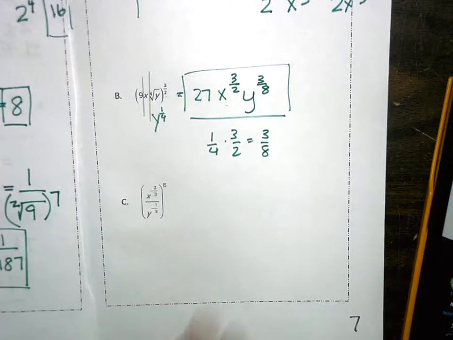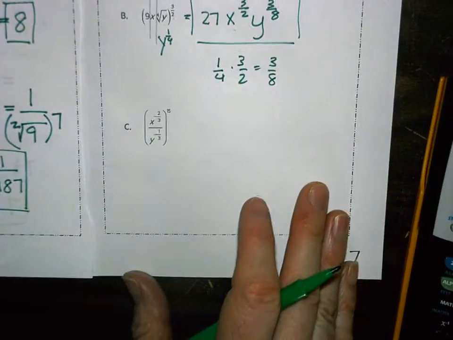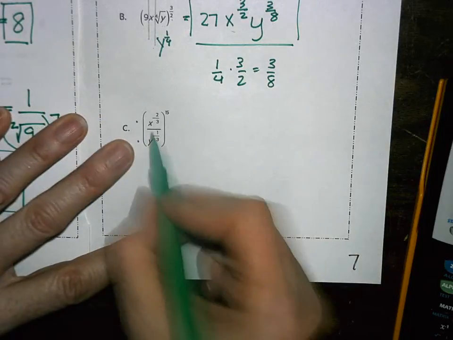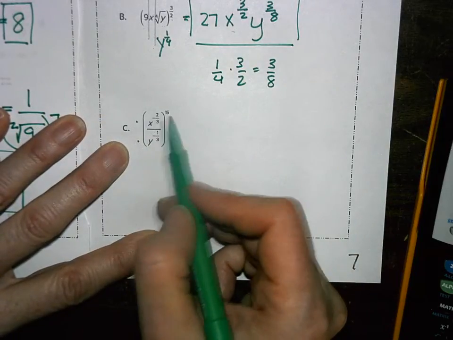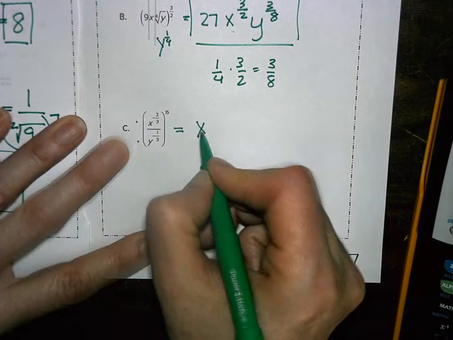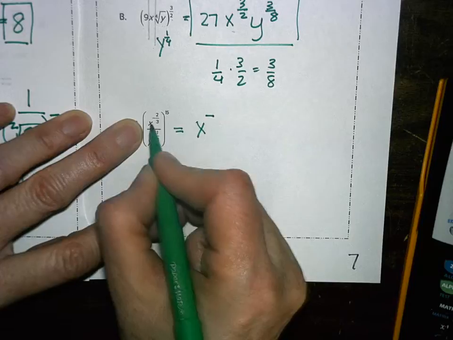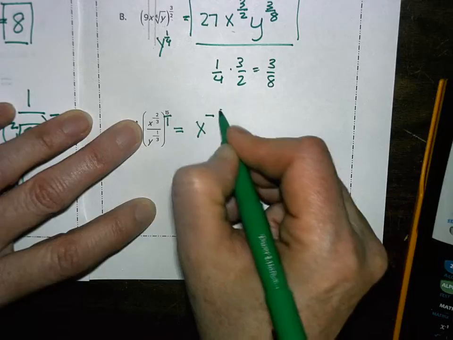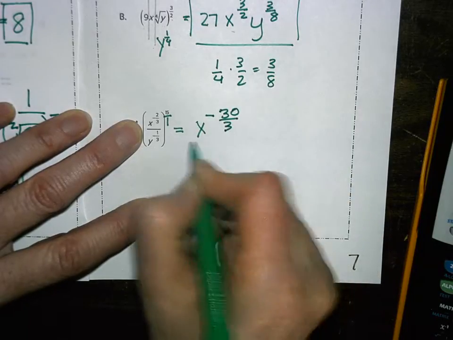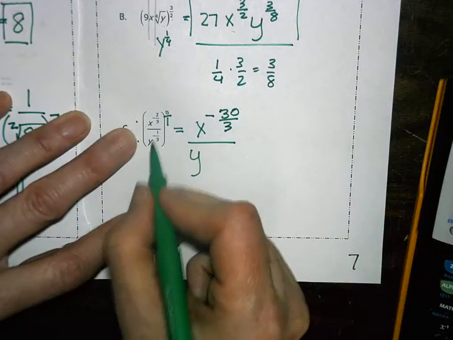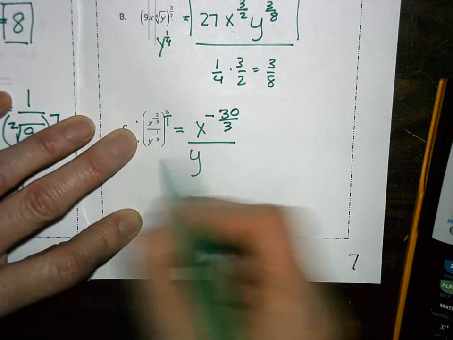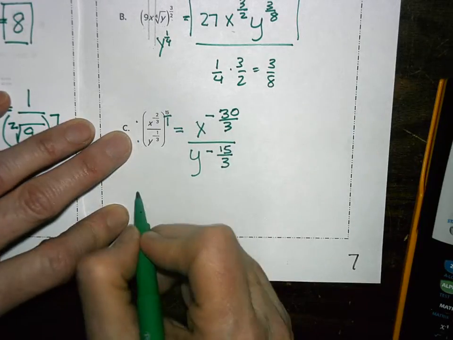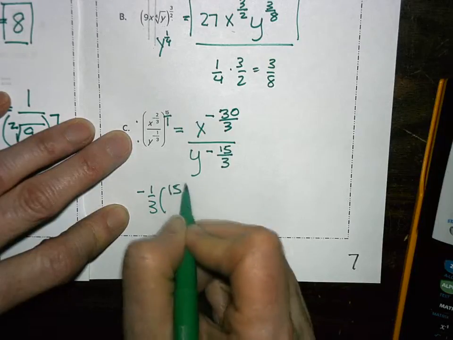All right, last one on this page. We're raising to a power. We're going to raise the numerator and the denominator separately. It's the same strategy. You're just multiplying the exponents. That equals x, all right, it's negative to the negative. I just multiply straight across because it's multiplication of fractions. Negative 30 over 3. I'm going to simplify that. Y, now I'm going to take negative 1/3 times 15 over 1, and I'm going to get negative 15 thirds. And I just multiplied negative 1/3 times 15.